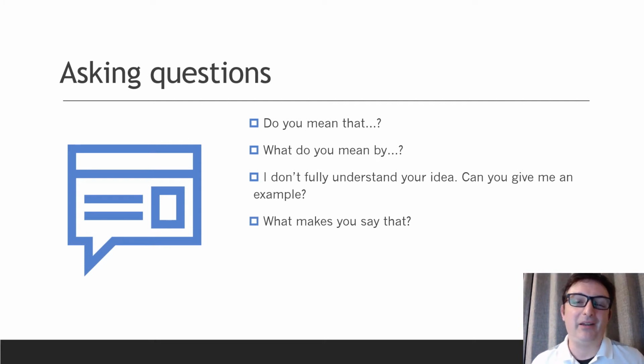Another really nice thing in discussions is that you get to ask questions. And when you don't understand other people's ideas, which should be common, you can use phrases like, do you mean that? What do you mean by? I don't fully understand your idea. Can you give me an example? And what makes you say that? These are all really nice ways of asking questions. What we don't want to do in a discussion is use junior high school words like why. We can leave those words for other conversations. In academic discussions, we want to be friendly to each other, so we're a bit more polite.